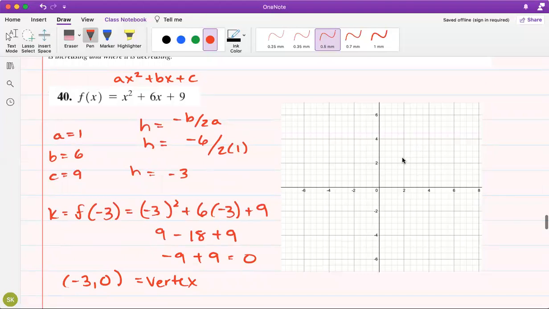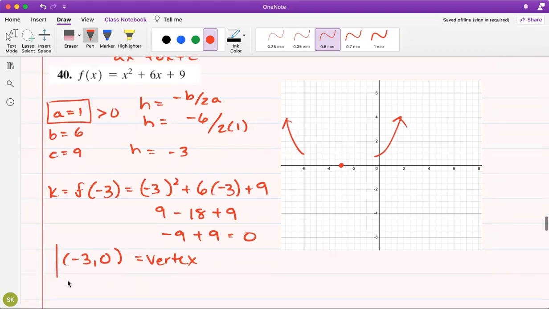Okay, let's plot this. So negative 3, 0 is right here. So that's our vertex. So it's either going to be a minimum or a maximum, and we figure out which one it is by looking at a. It is pointing upwards because this number is greater than 0. So just to get an idea, our graph is going to look like this. Okay, so we found our vertex.